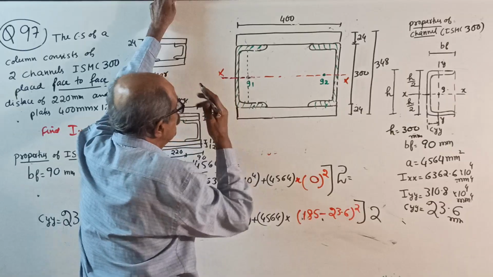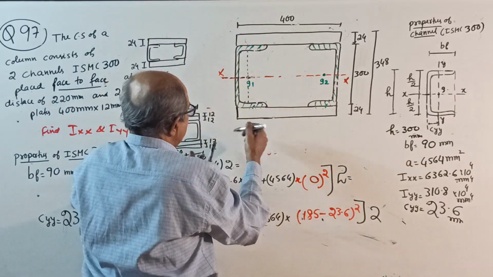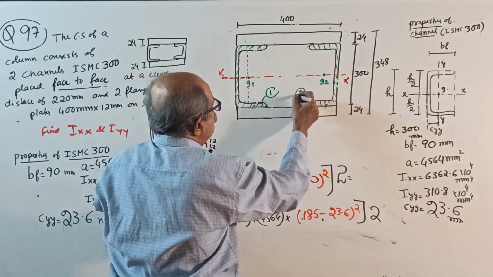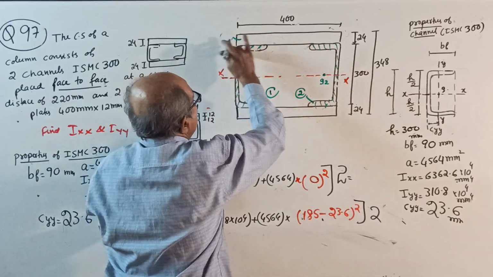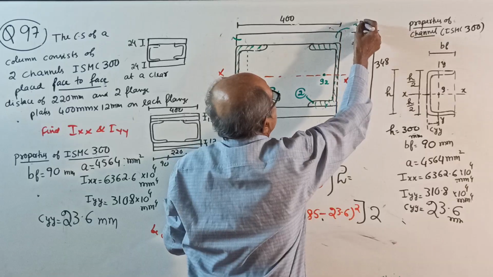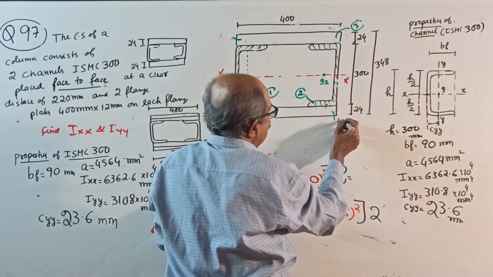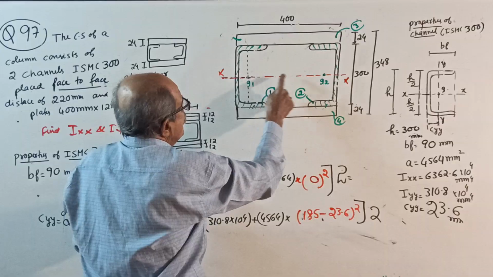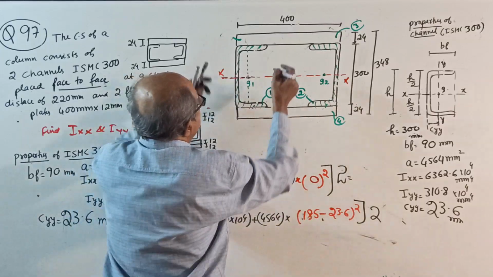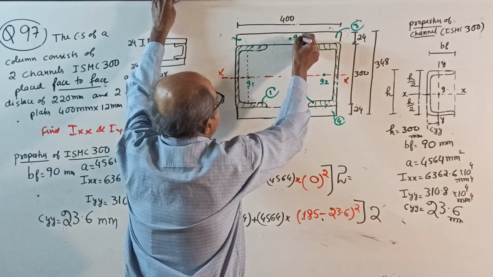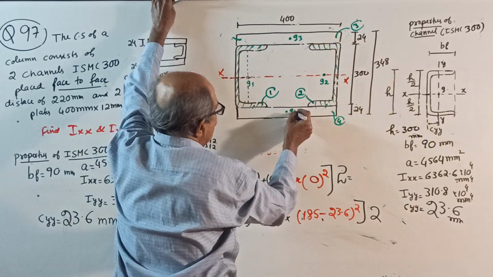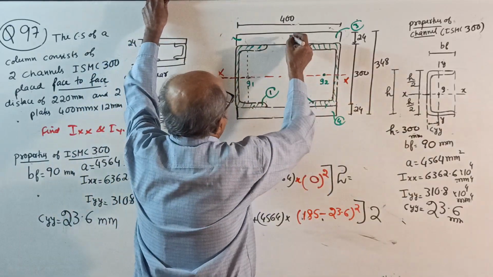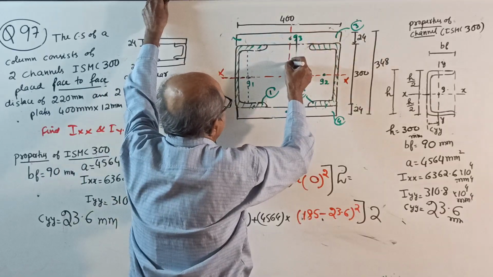Okay, now start. I will take this channel as 1, this channel 2, this plate somewhere here as 3, this plate 4. Now, perfect. Now centroids. G1, G2 same as last time, and G3 and G4 will be here. Perfectly symmetrical. This will be XX. Again, this is YY.